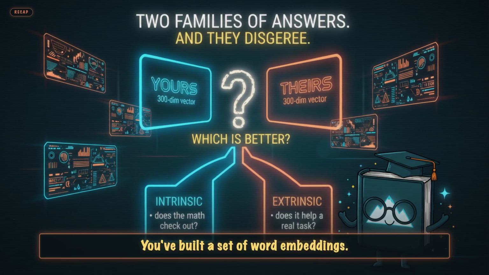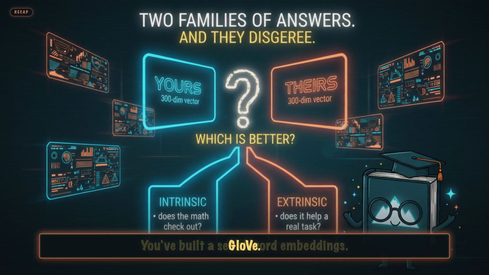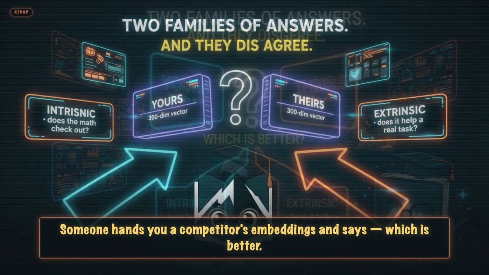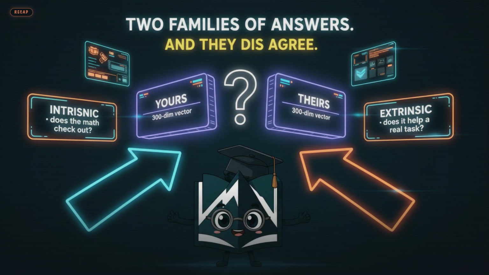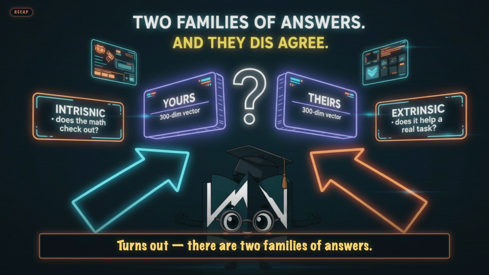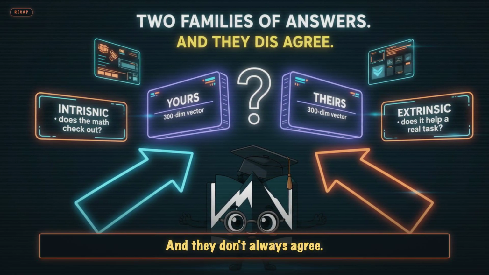You've built a set of word embeddings, Word2Vec, GloVe, ELMo, whatever. Someone hands you a competitor's embeddings and says, which is better? How do you answer that? Turns out, there are 2 families of answers, and they don't always agree.